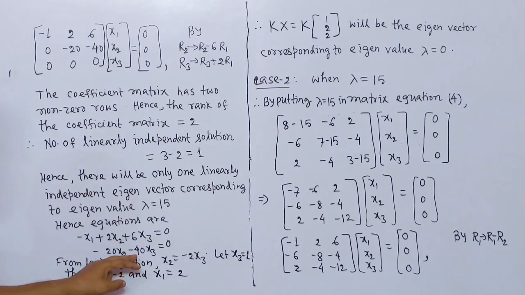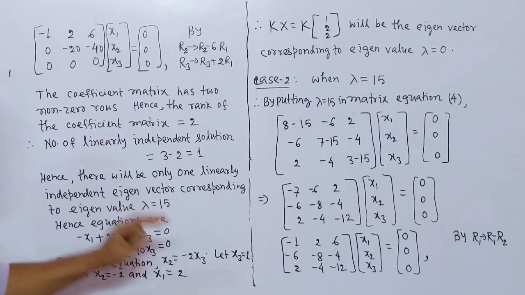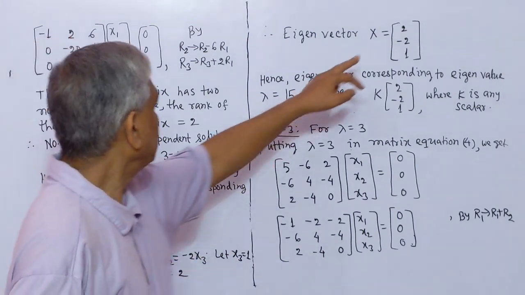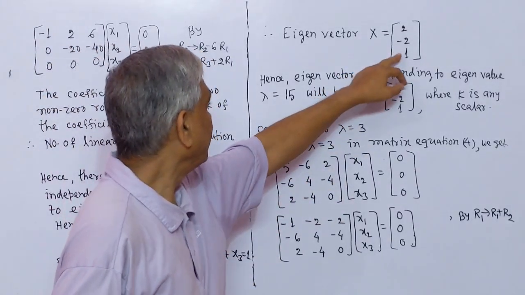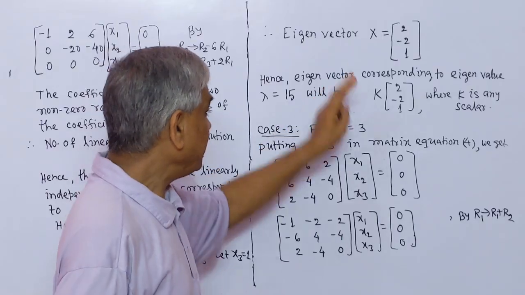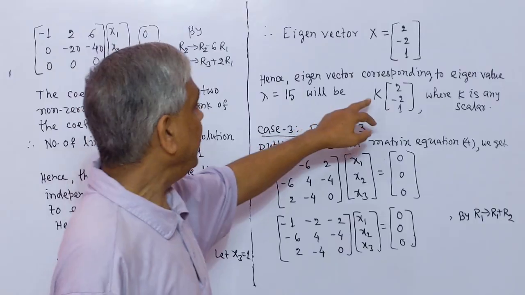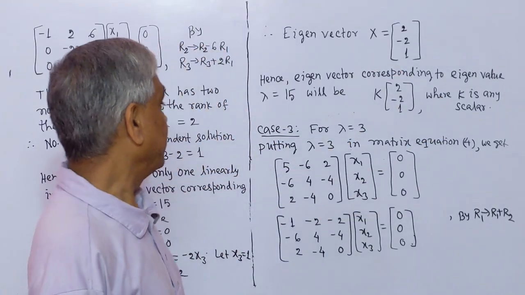From last equation we get that x2 equal to minus 2 x3. Putting x3 equal to 1, we get here x2 equal to minus 2 and here x1 equal to 2. Therefore, eigenvector will be x1 equal to 2, x2 equal to minus 2 and x3 equal to 1. Hence, eigenvector corresponding to eigenvalue lambda equal to 15 will be k multiply this eigenvector, where k is any scalar.